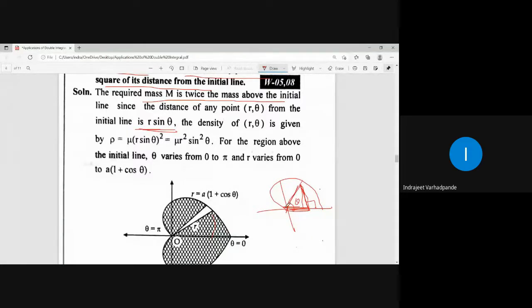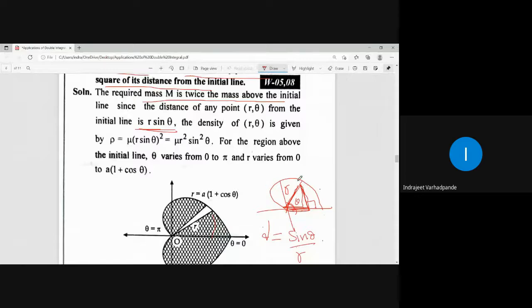This is the radial distance, and adjacent upon hypotenuse, that is sin theta, whatever is the distance. Suppose you are considering it as d, the angle is adjacent upon hypotenuse, that is sin theta upon r. So that is the distance, and I am considering it as sin theta multiplied by r. So that distance is nothing but r into sin theta.